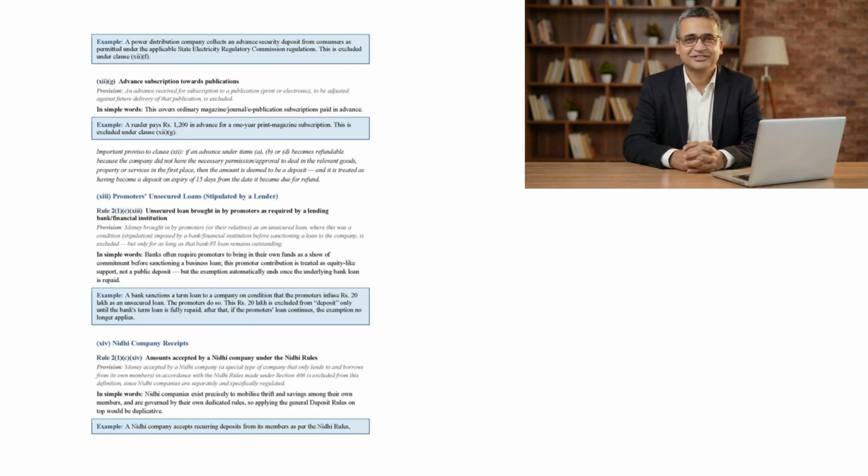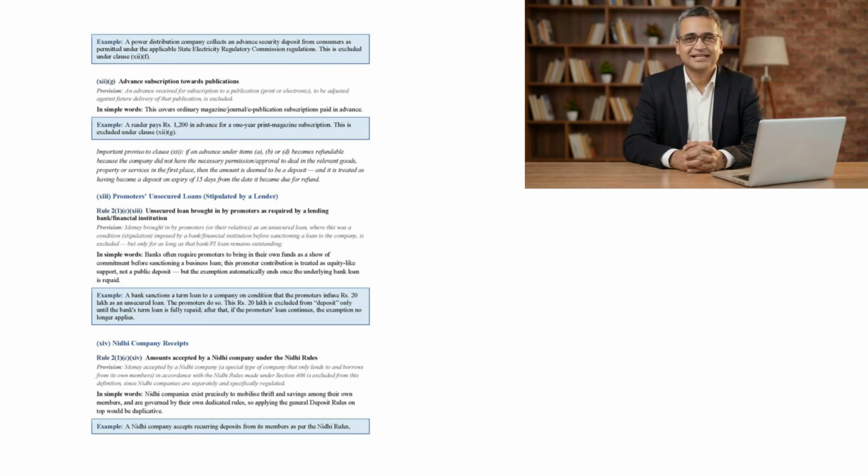Nidhi company receipts. Finally, let us understand Nidhi companies. A Nidhi company is formed specifically to accept deposits from and lend money to its own members. Since these companies are already governed under the Nidhi rules, the general deposit rules do not apply. For example, if a Nidhi company accepts recurring deposits from its members in accordance with the Nidhi rules, those receipts are not treated as deposits under Rule 21C.